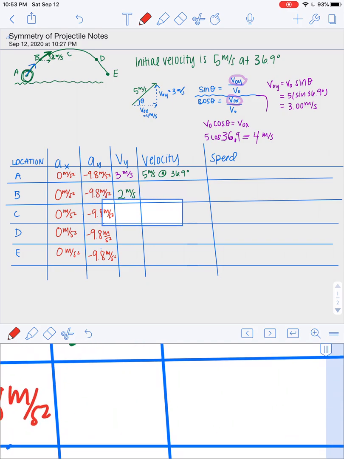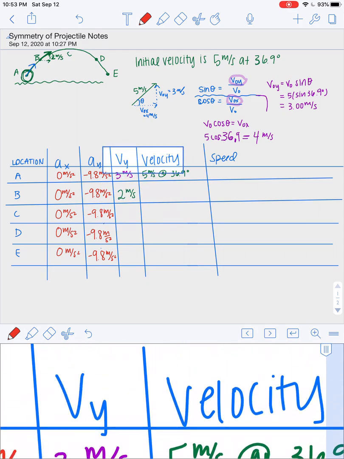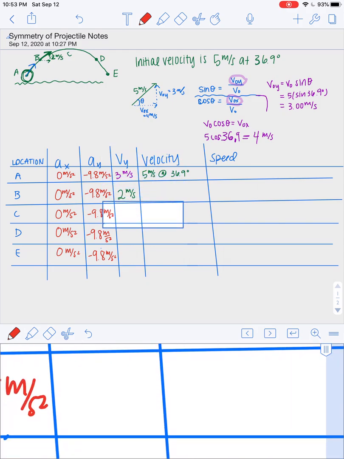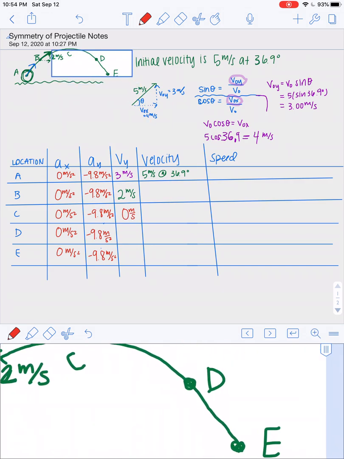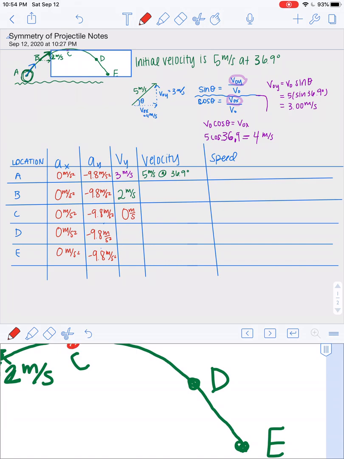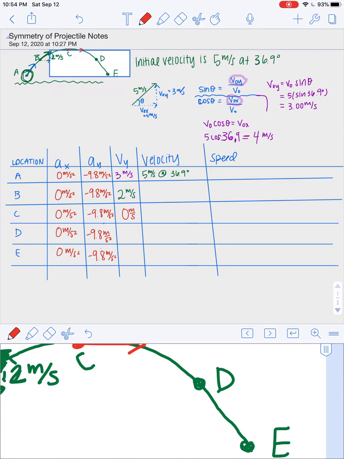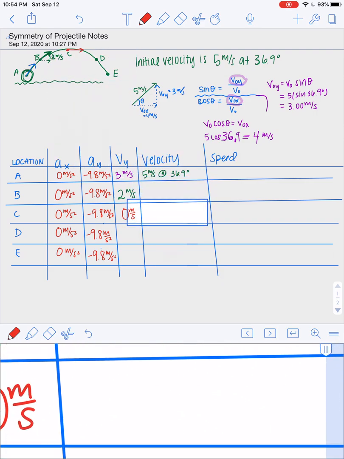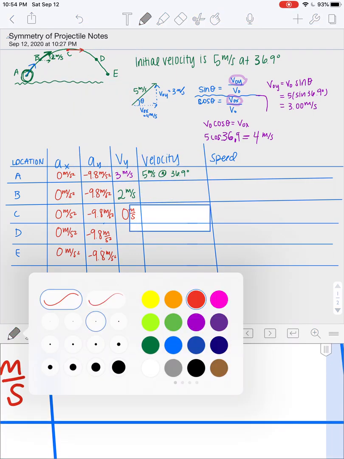The velocity at the peak in the y direction, so the velocity at C in the y direction, is 0. If I were to draw in the velocity vector at C, I would expect to see something completely horizontal.